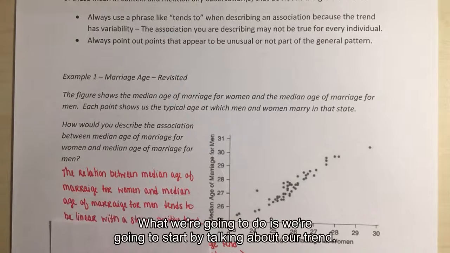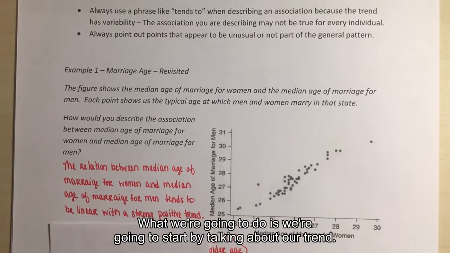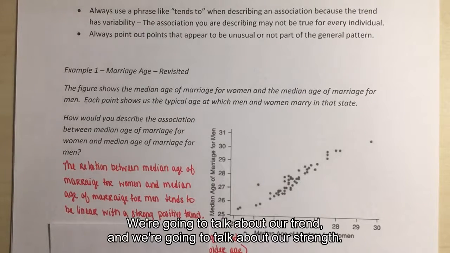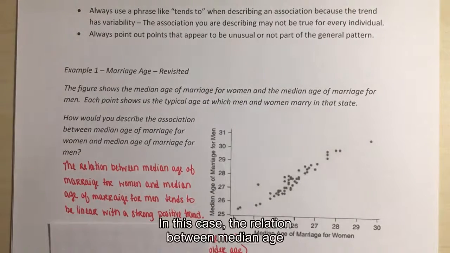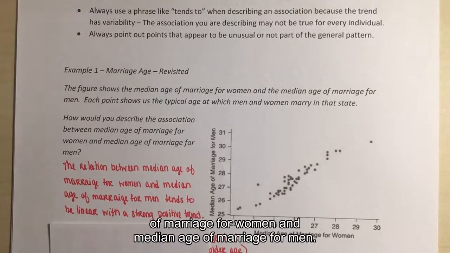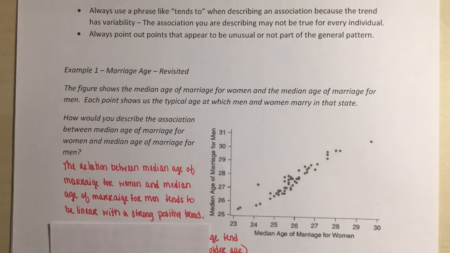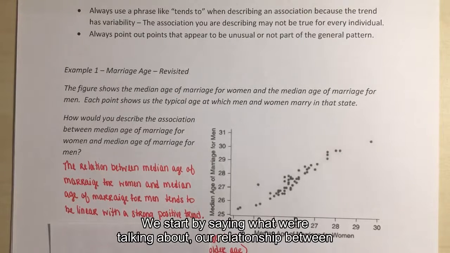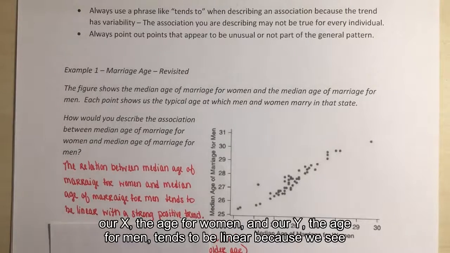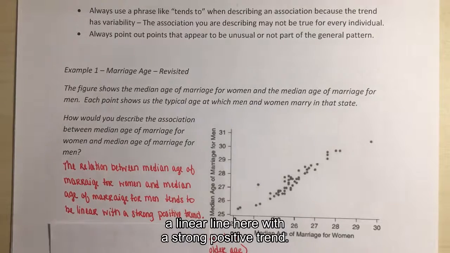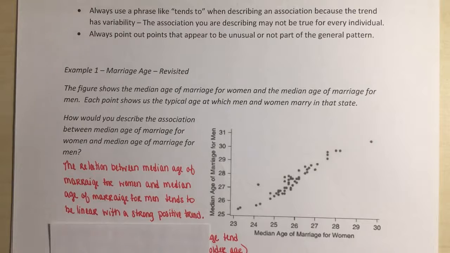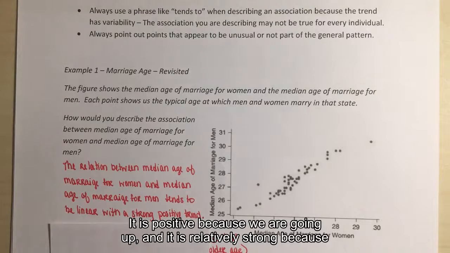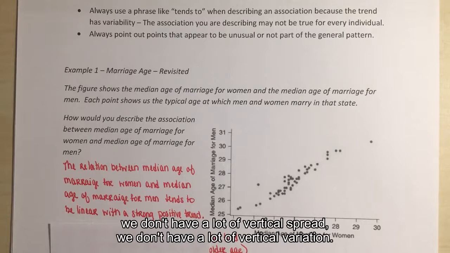All right, so what we're going to do is start by talking about our trend and our strength. So in this case, the relation between median age of marriage for women and median age of marriage for men. So we start by saying what we're talking about, right? Our relationship between our X, the age for women, and our Y, the age for men, tends to be linear, because we see a linear line here with a strong positive trend. Right? So it is positive because we are going up, and it is relatively strong because we don't have a lot of vertical spread. We don't have a lot of vertical variation.